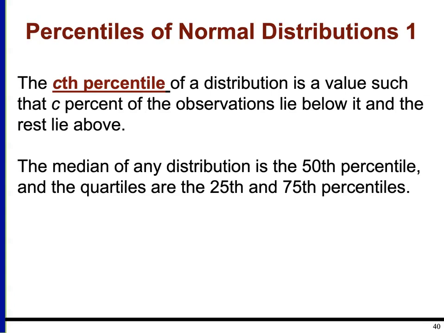What that percentile gives you is the value where that percent of observations lie below it and the rest lie above it. Now you can think of the median as being the 50th percentile because the median is where 50% of the values are below it. The first quartile is where 25% is below it, so that's the 25th percentile. And then the third quartile, the upper quartile, is where 75% of the observations are below, so that's the 75th percentile.